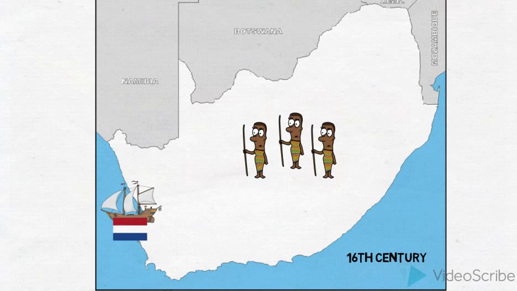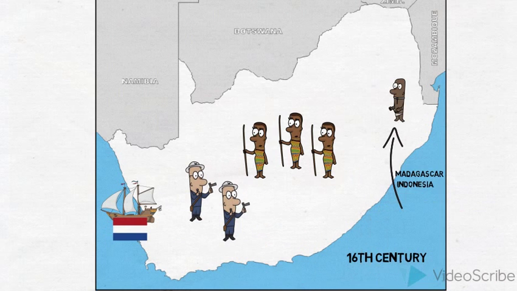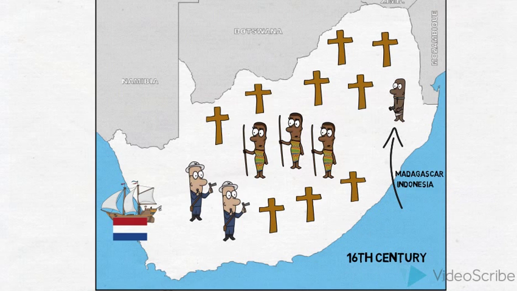Then, the Dutch landed there and set up colonies. They took slaves from Madagascar or Indonesia, but the Dutch colonists didn't subjugate the aboriginals. They just extended their religion and beliefs, and they coexisted peacefully for more than 100 years.